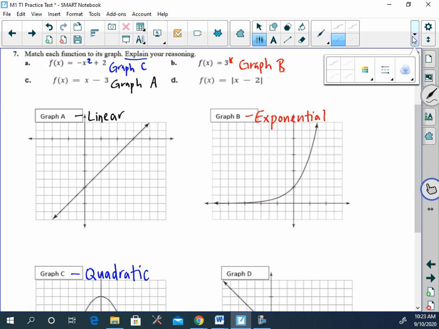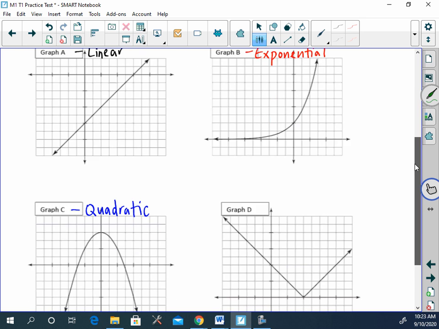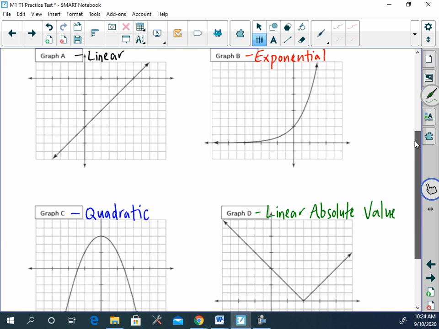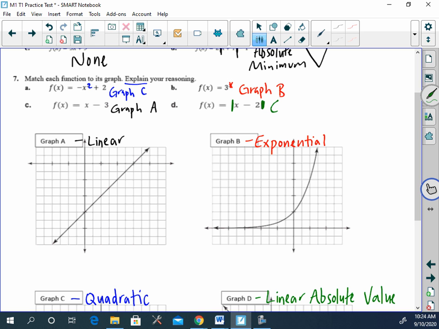And then we get to the last piece here, and we have those absolute values around the outside of this one. So that should be that V-shaped graph, and that would be graph D. So we call that linear absolute value. And then make sure you pair it up here. So we have linear absolute value, and that would be graph D. All right, and that takes care of the back of it.